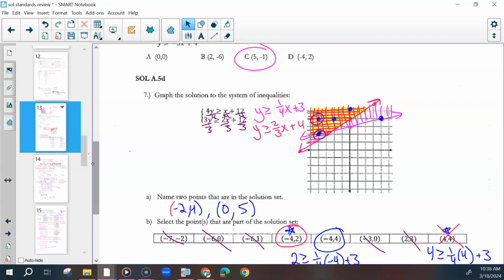And then part B, you were looking for which of these points would fall in that shaded area, which would be negative 4, 2, and negative 4, 4. Write them down, go on to the next page.